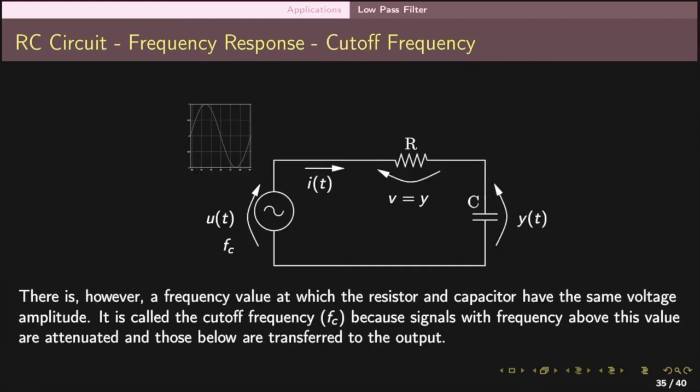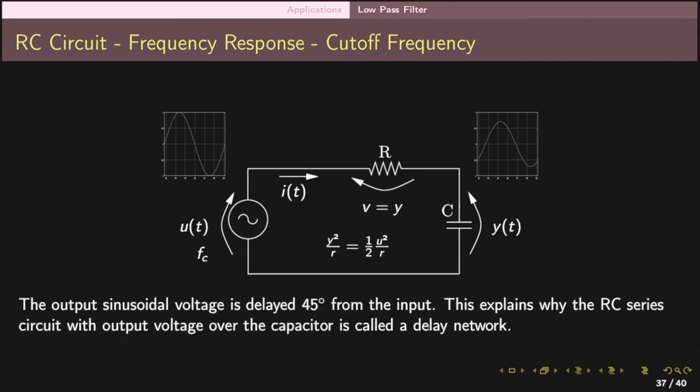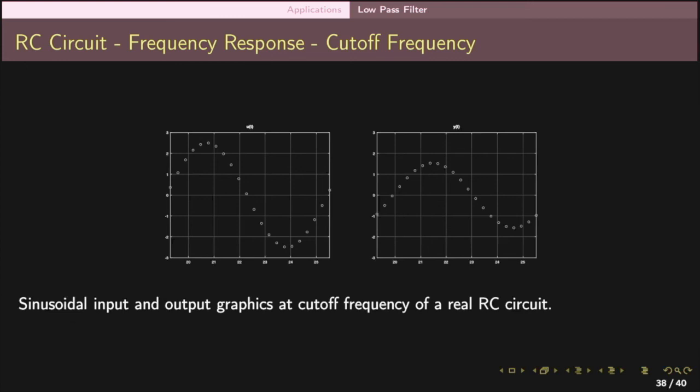There is, however, a frequency value at which the resistor and capacitor have the same voltage amplitude. It's called the cutoff frequency Fc because signals with frequency above this value are attenuated and those below are transferred to the output. The output voltage is equal to the input divided by the square root of 2, and the electric power obtained in a resistor R by applying this output is that obtained with the input sinusoidal voltage divided by 2. The output sinusoidal voltage is delayed 45 degrees from the input. This explains why the RC series circuit with output voltage over the capacitor is called a delay network. Sinusoidal input and output graphics at cutoff frequencies of a real RC circuit.